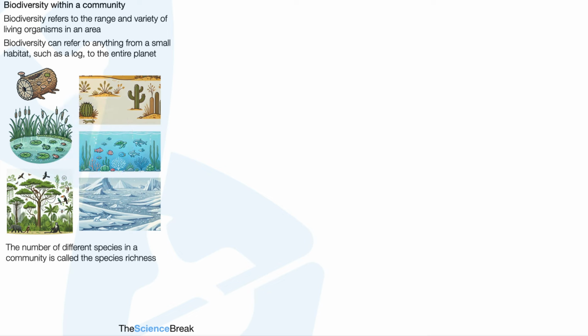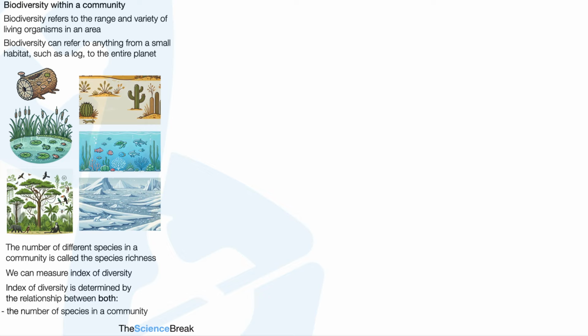Now, the number of different species in a community is called the species richness. A community is all of the populations that might live in an area. We can measure something called the index of diversity. Index of diversity is determined by the relationship between both the number of species in a community and the number of individuals in each species. We have to take both of those things into account.